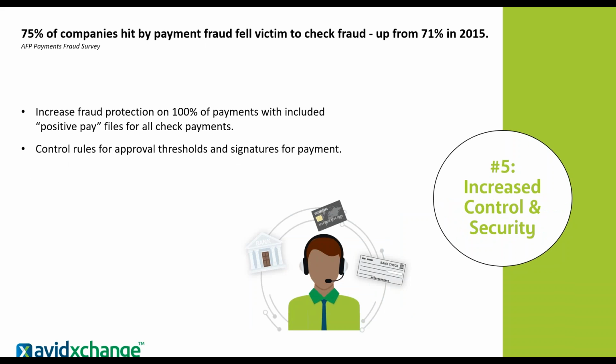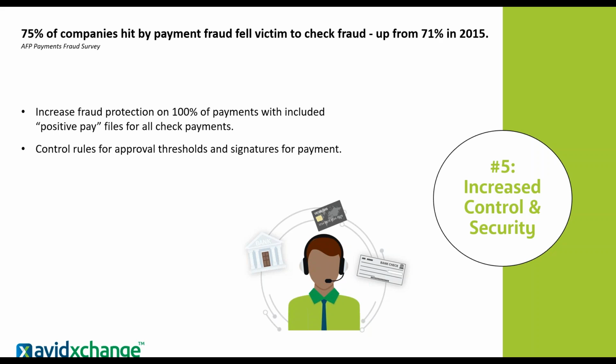And another big one, again, we keep touching upon, is going to be fraud. The AFP fraud survey actually reported 75% of companies have already fallen victim to fraud, and that's an increase over 2015 at 71%. With an AP automation solution, you can have unlimited electronic approvals, positive pay on checks that are sent out, and the ability to work with your existing banking relationship.